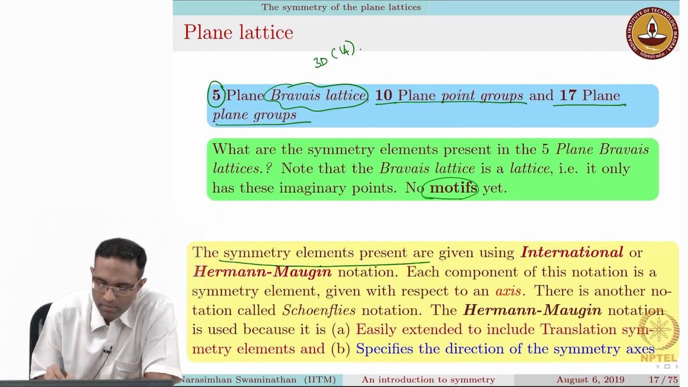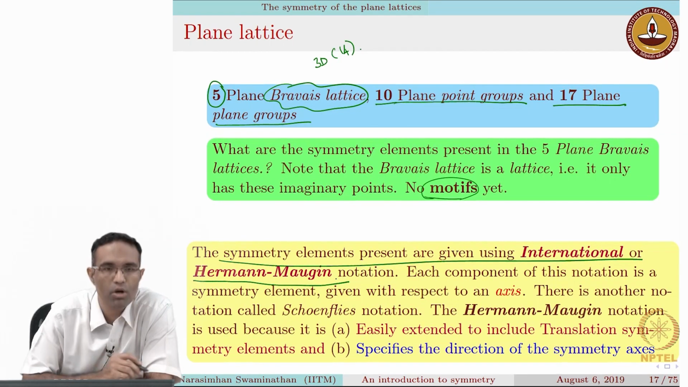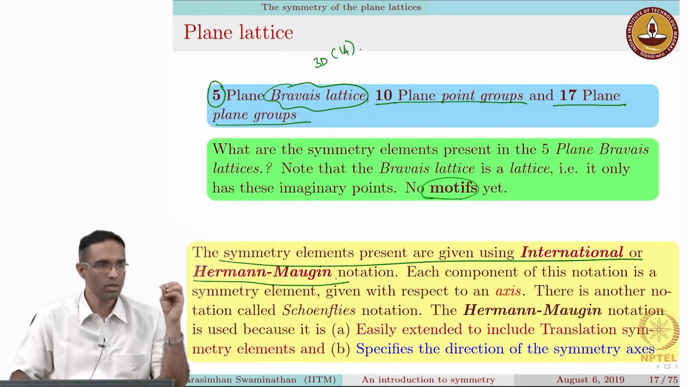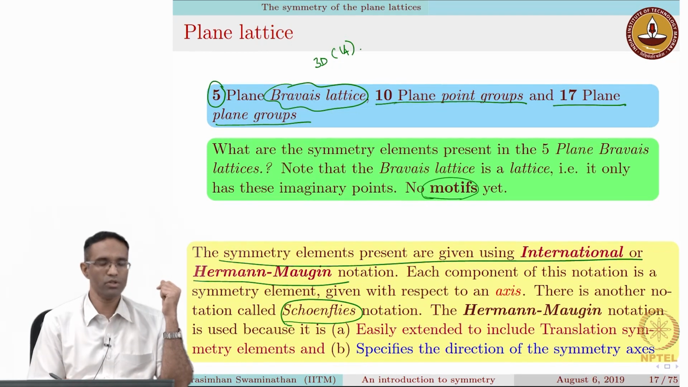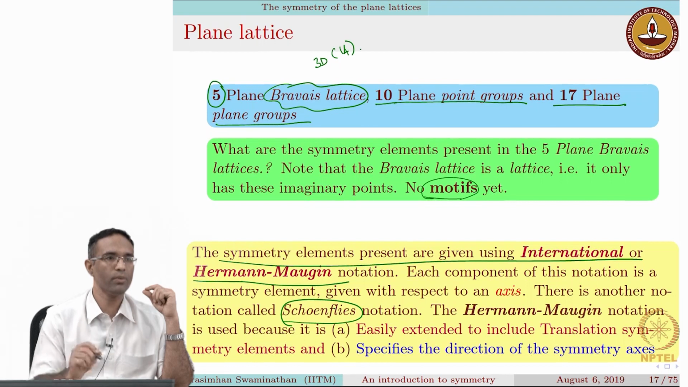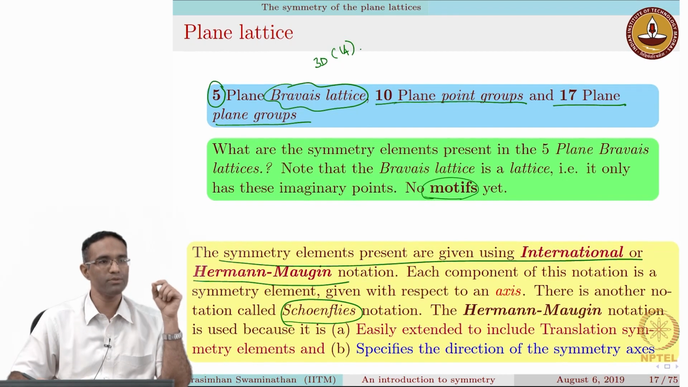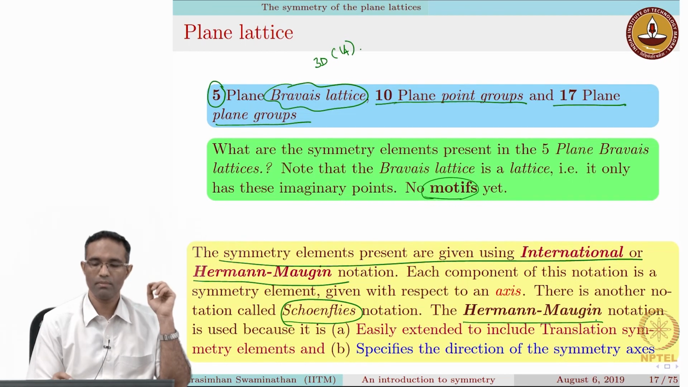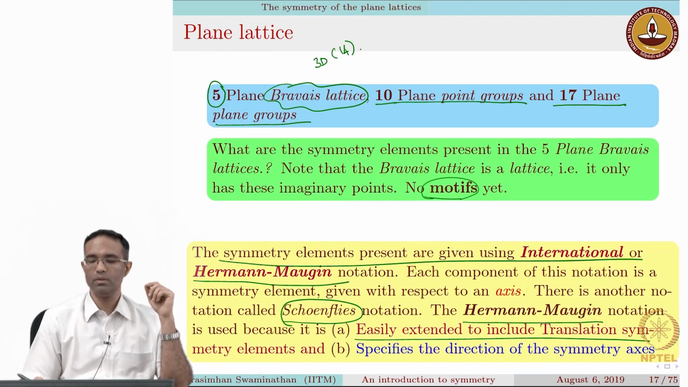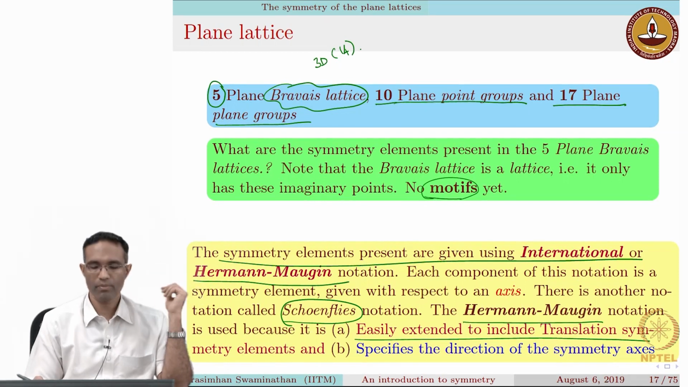These symmetry elements are given in international or Hermann Mauguin notation. The Hermann Mauguin notation is what is generally used in material science and engineering, and there are other notations also possible, which is called the Schoenflies notation. This is a slightly different way of prescribing the symmetry elements for a given crystal. But the Hermann Mauguin symbol is very popular and is used extensively because it can easily include the translation symmetry operators, like we will see in a bit.